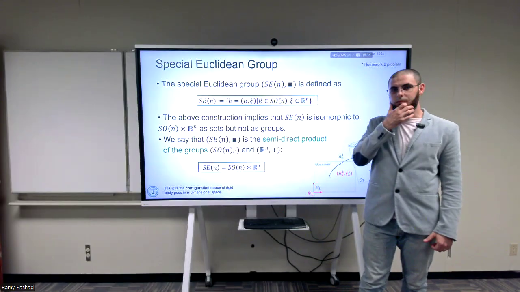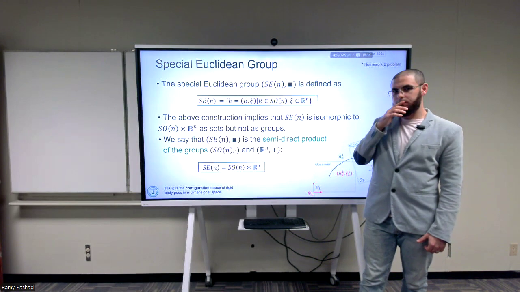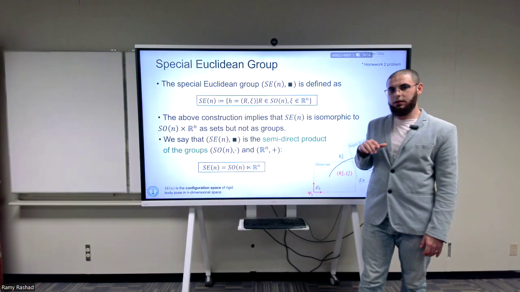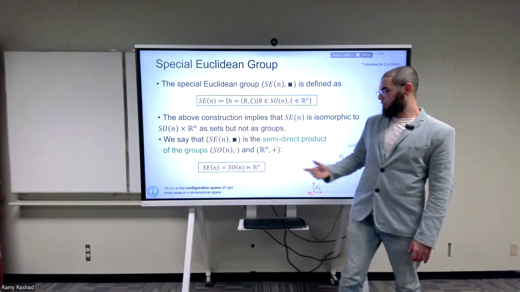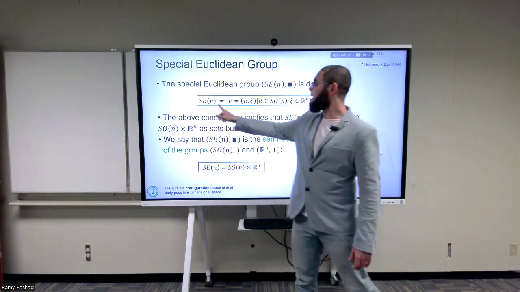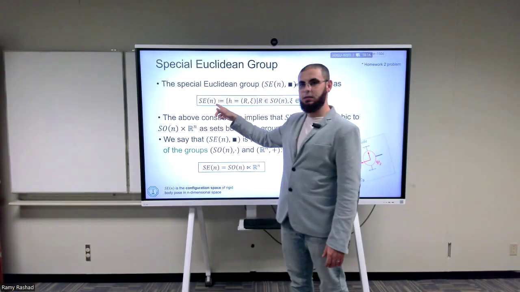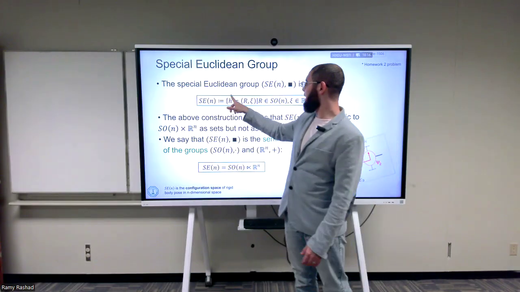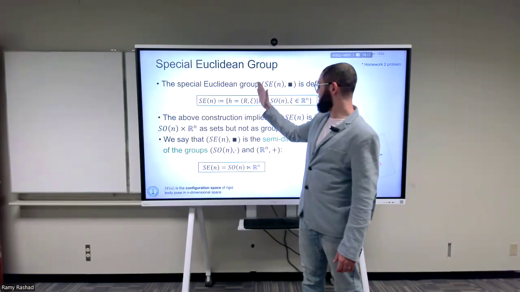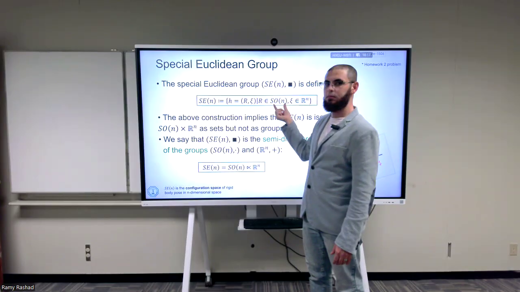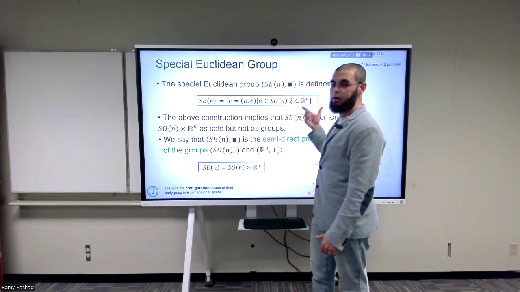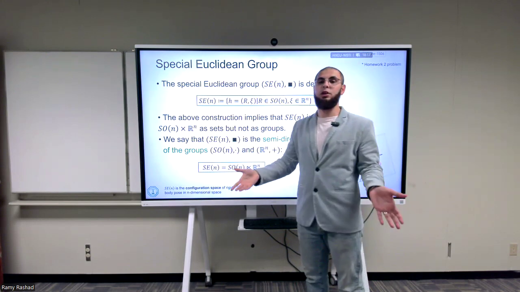Should I pronounce it or should I name it for the others? Yeah, if I want to describe this notation, you have to tell me that. Written like this, you have to say that SEN is defined as the set of all elements H, where each H is the pair R and psi, defined such that R belongs to SON, where SON is the special orthogonal group, and psi lives in Rn, where Rn is the n-dimensional Euclidean space.